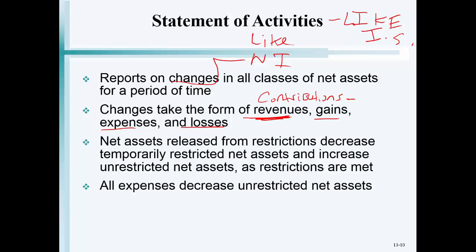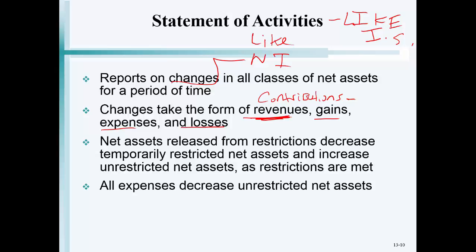Then we will have something called a reclassification adjustment. What happens here? When we satisfy a donor's temporary restriction, in other words, we use the money to research cancer or something, we will show on the face of the statement of activities money coming out of the temporary restricted column and going into the unrestricted column, meaning that that money is now available for spending. And then of course we will show the expense under the unrestricted column.